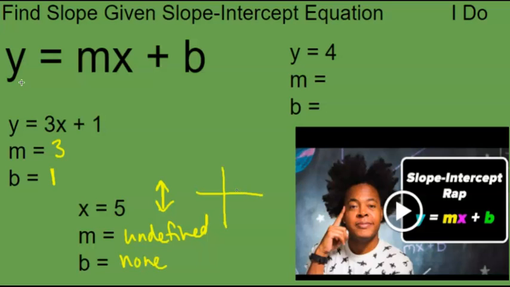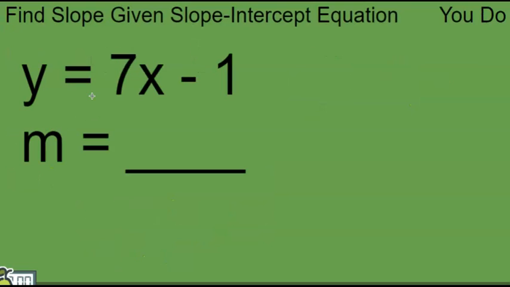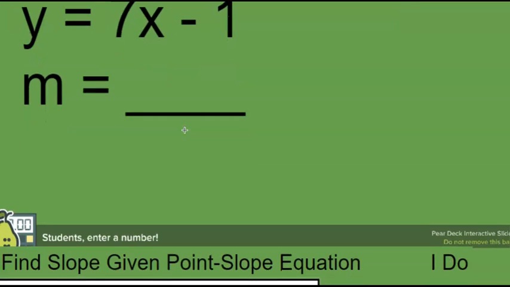Because if you were to plot this, there's 5 right there. It never crosses this line. Okay, y equals 4. m is 0. And then b would be 4. Okay, now you find the slope on this one, given slope-intercept form. What is the slope?